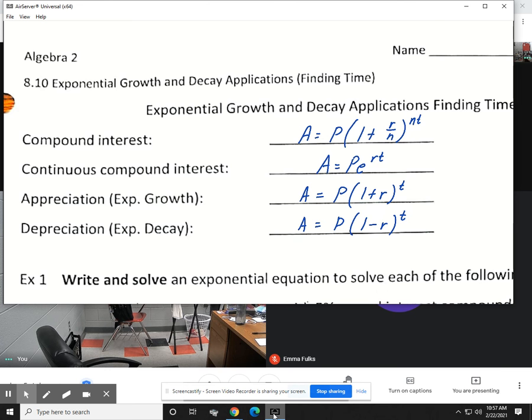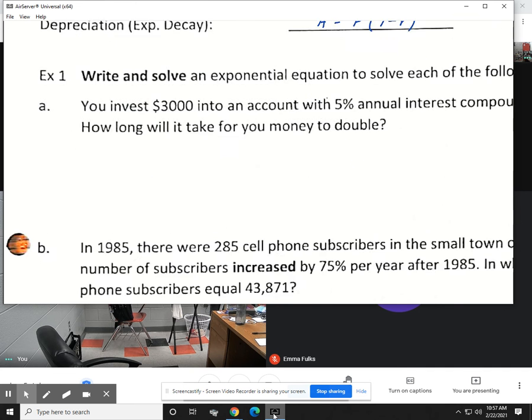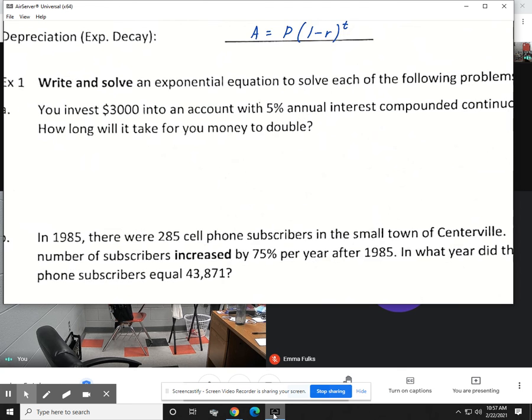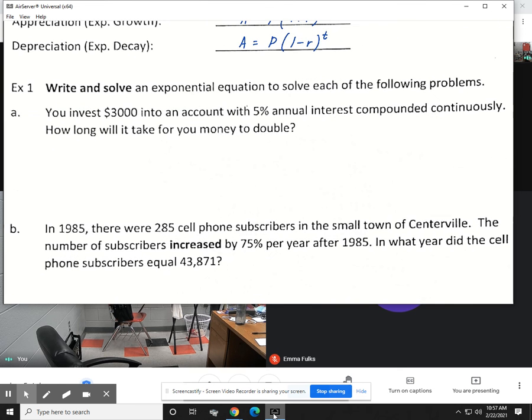So here we go. First, you got to use the right formulas. Okay, look at number one, or I guess technically it's letter A. You invest $3,000 into an account with 5% annual interest compounded continuously. How long will it take for your money to double? Okay, before we start writing anything into these equations, what equation do I have to use here? I've got to use A equals P E to the RT. Right? I got to use the compounded continuously formula.